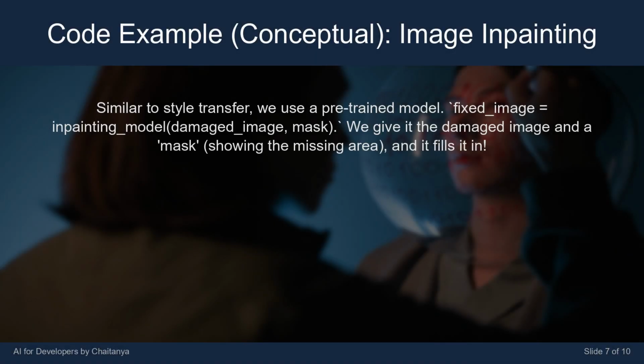Similar to style transfer, we use a pre-trained model. fixed_image = inpainting_model(damaged_image, mask). We give it the damaged image and a mask, showing the missing area, and it fills it in.